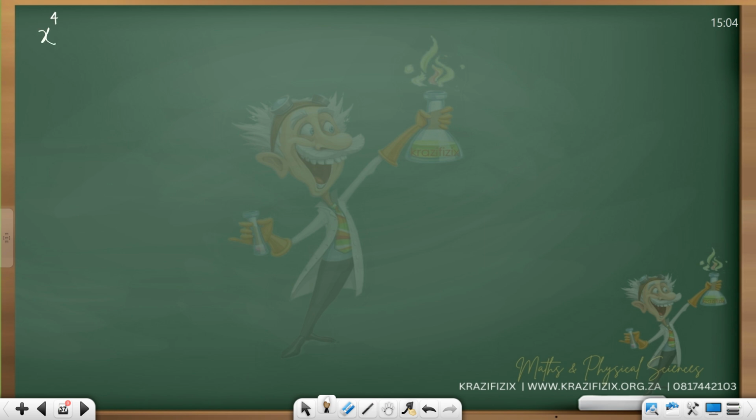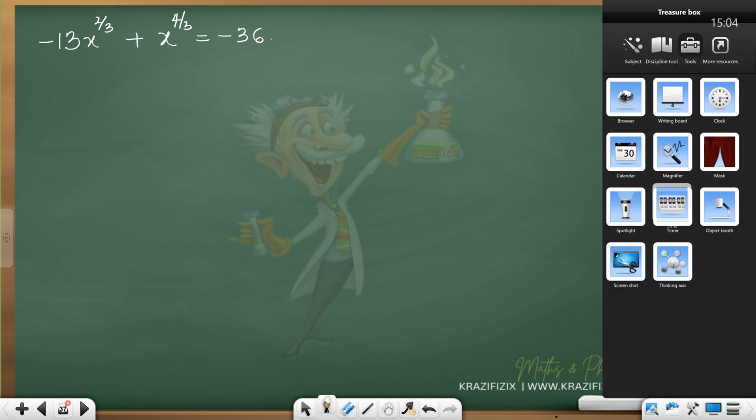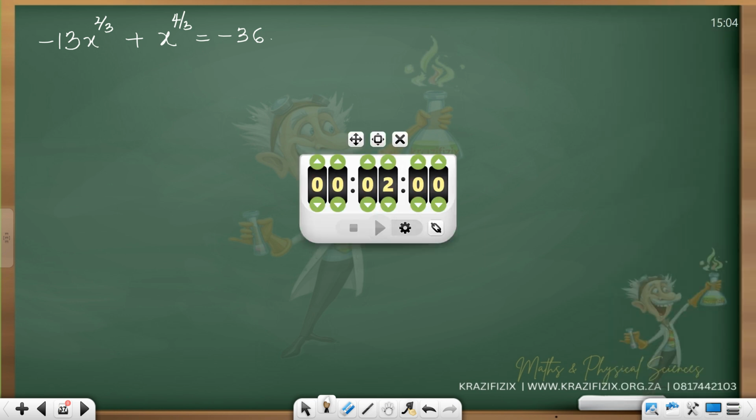x to the power 4/3, negative 13 x to the power 2/3, plus x to the power 4/3, equals negative 36. Two minutes, 30 seconds.